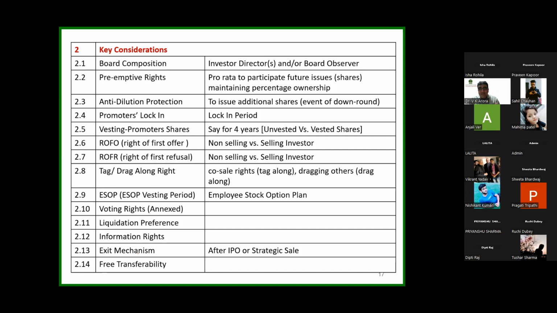And that is reflected in the next point, the promoter locking period: for how long promoters will be locked at least. Locked means they will not be able to sell their equity, and they will not be able to leave the position of, say, CEO or executive director, unless the investors are taken into confidence. So these are the 5 points which are important. Vesting, as I told you, is for how long the promoter of the startup will be vested, a vesting period of 4 years or 3 years. Now the two important components.